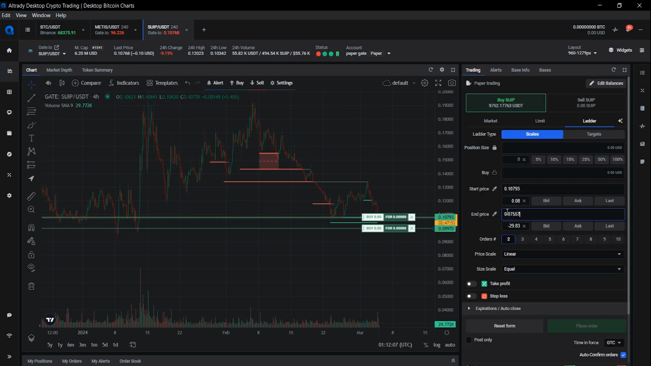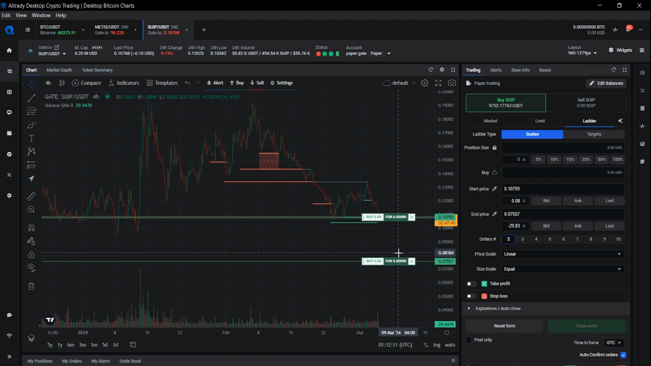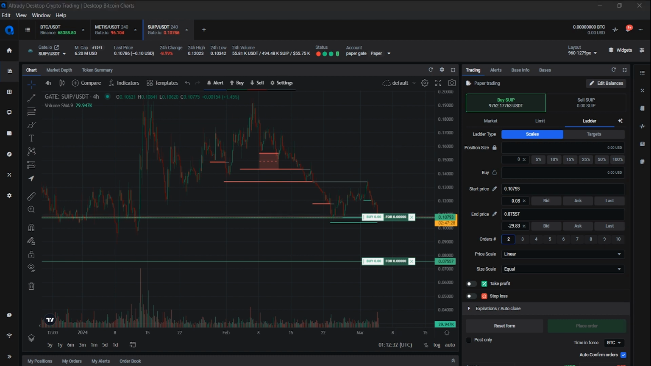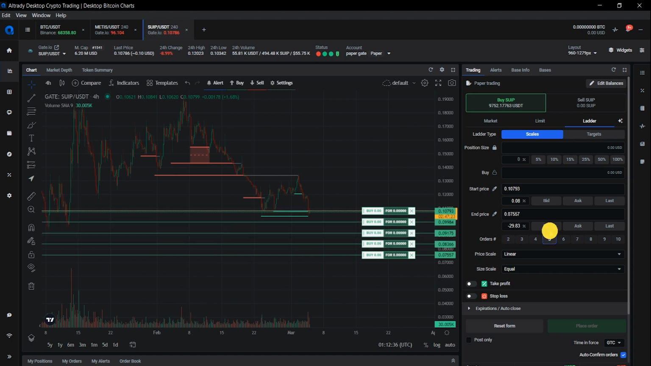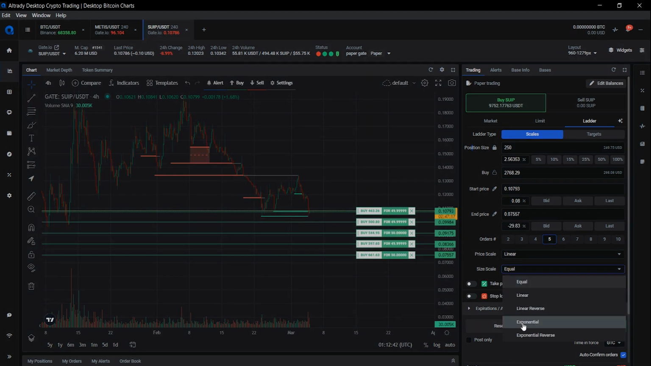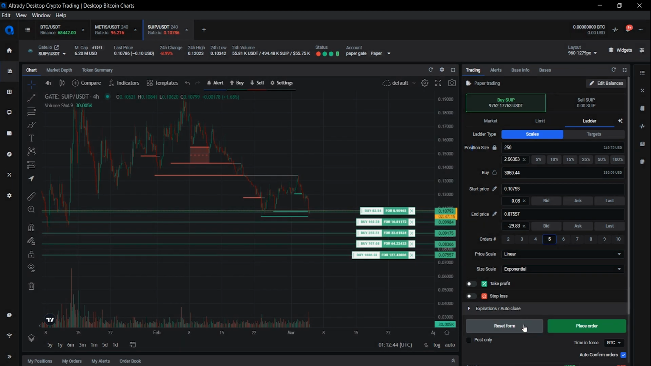Then decide how many ladders in the scale. 5 is a great one to start with, but you can use as many as the exchange allows if you want more. After setting the number of orders in the scale, set the size scale at the very bottom to exponential size scale. With a position size of $250 that comes from the split of our $500 account, and considering 5 parts for the laddered buy order, we set up take profit sell targets using the scale's ladder type.